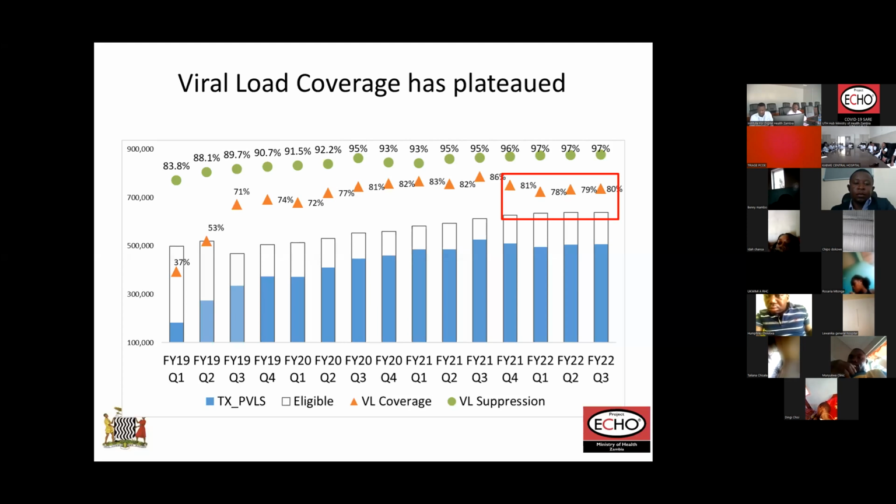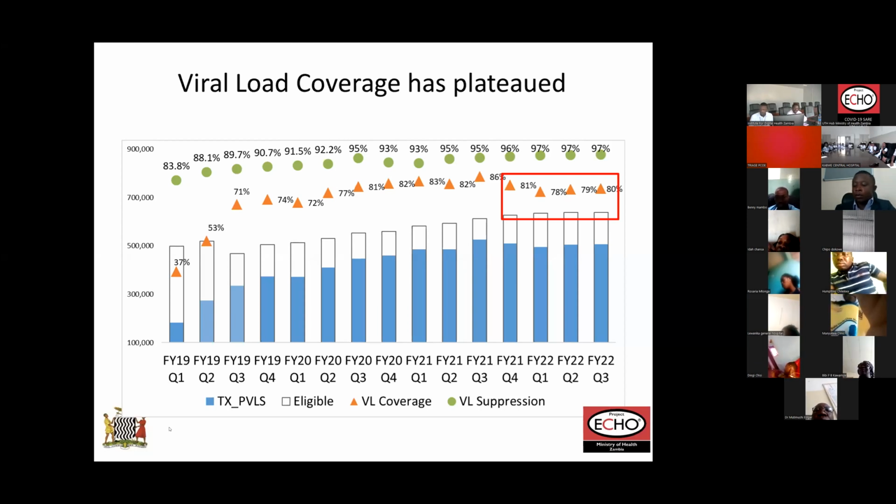So this slide shows viral load coverage cascade for the country. You can see quarter in, quarter out. In 2019, when we introduced viral load testing, our viral load coverage was 37%. We have managed to improve that from 37% up until Q1 in 2021, where we reached 82%. And you can see that from that 82%, we have basically plateaued. The viral load coverage has stayed about the same within a range of ±5 or ±10.